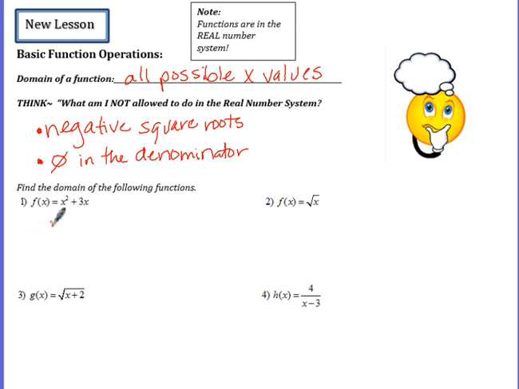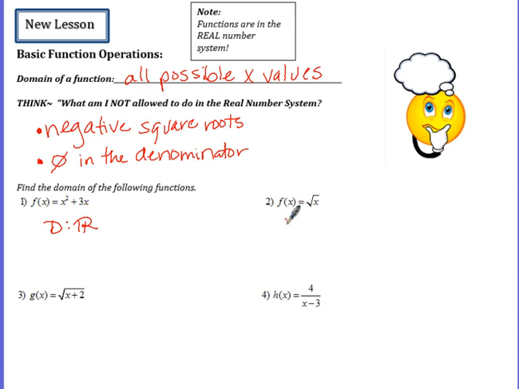f of x equals x squared plus 3x. Is there any element of the domain that we could input for x that would cause a negative square root or cause a division by 0? The answer to that is no. We can put everything we want into x, and this will never result in a negative square root or a 0 in the denominator. So the domain of this is all real numbers. Everything in the real numbers, we can input to this and not cause a problem.